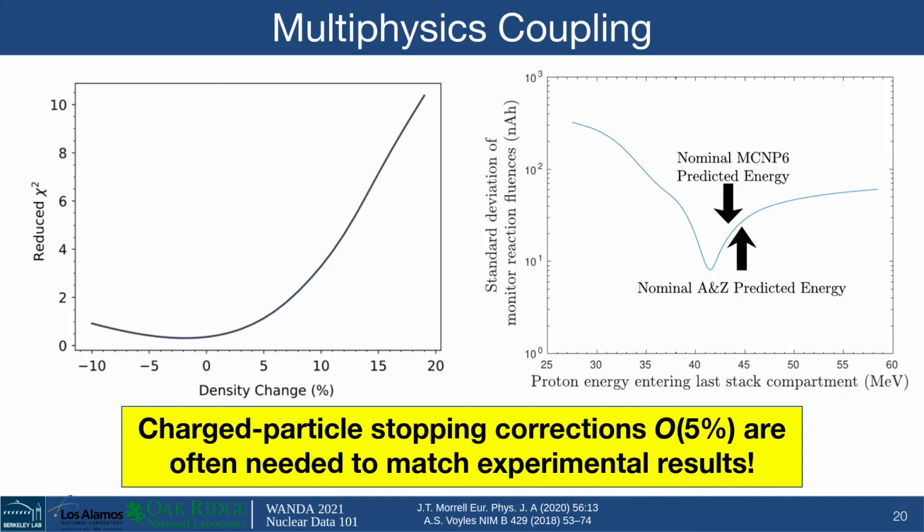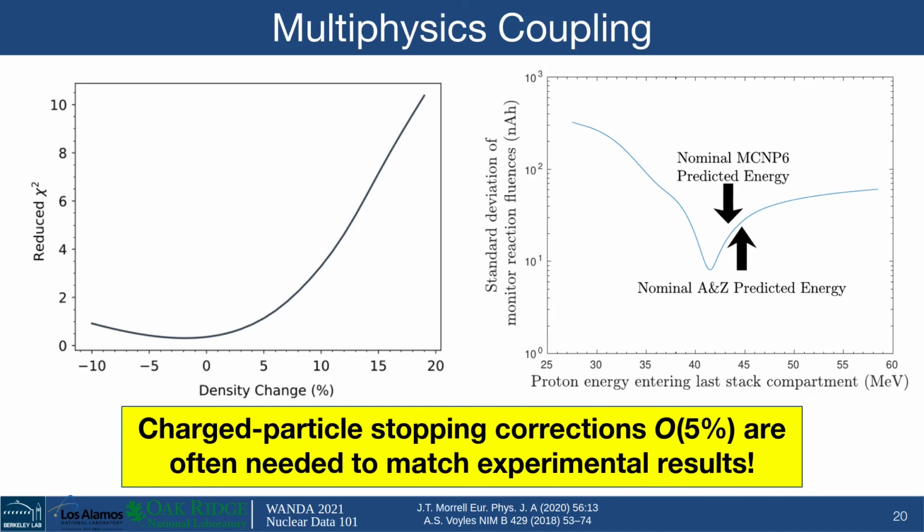However, one outstanding issue, which has become increasingly apparent in recent years, is a fundamental issue with charged particle stopping powers. In many charged particle experiments, corrections on the order of 5% for charged particle stopping powers are often needed to achieve consistency between experimentally observed yields and those predicted based on stopping power models, including both simplistic treatments such as Anderson and Ziegler, as well as more complex transport models used in multiphysics codes, including MCNP and Fluka.